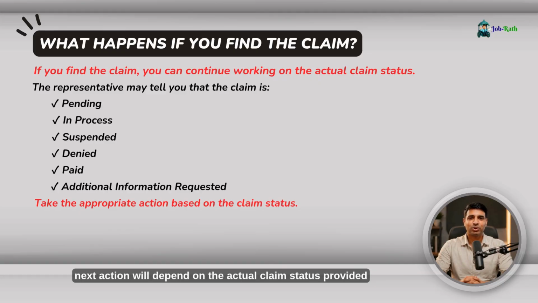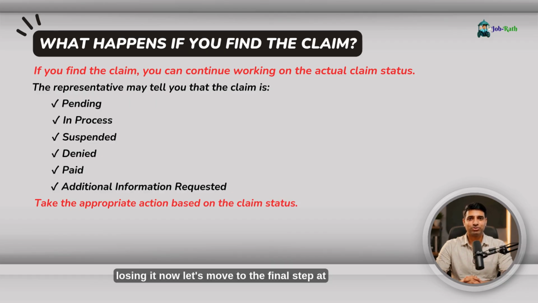At this point, your next action will depend on the actual claim status provided by the payer. But what if the representative searches using all available identifiers and still cannot locate the claim? Then don't stop your investigation. Your next step is to check the payer's timely filing limit and determine how much time remains before the filing deadline expires. This is one of the most important parts of the entire investigation because taking the right action before the timely filing deadline can make the difference between recovering payment and losing it.